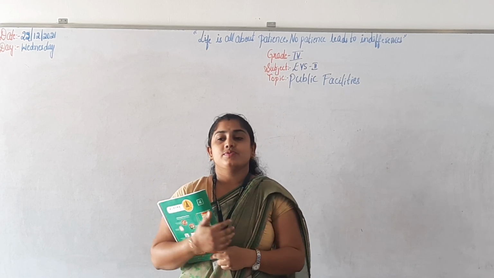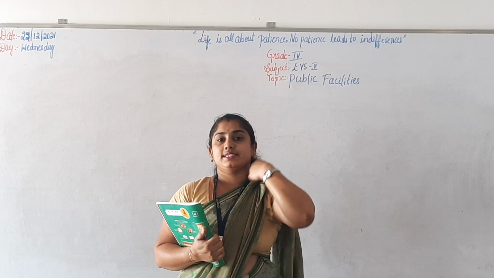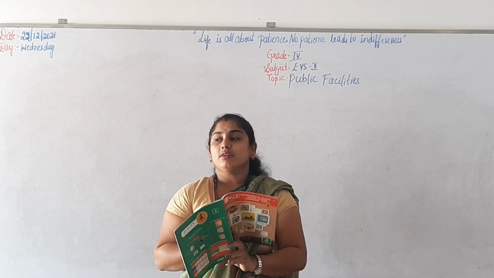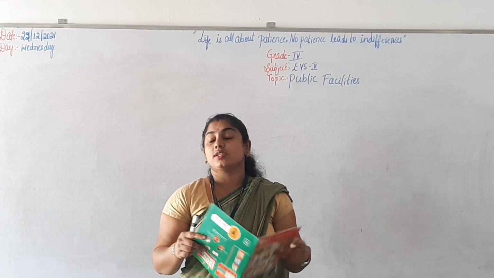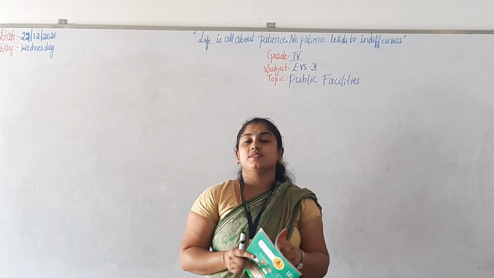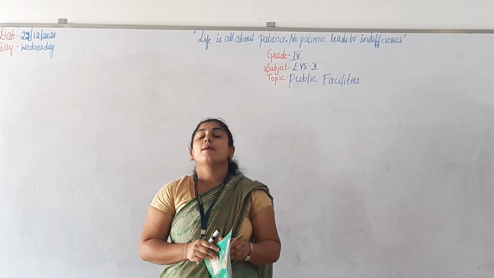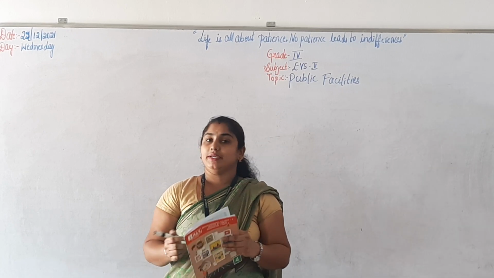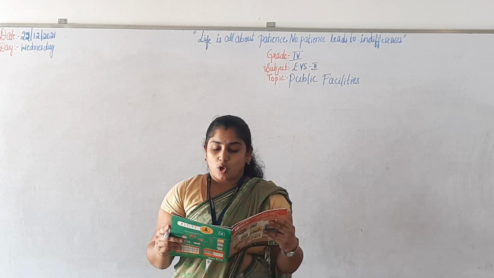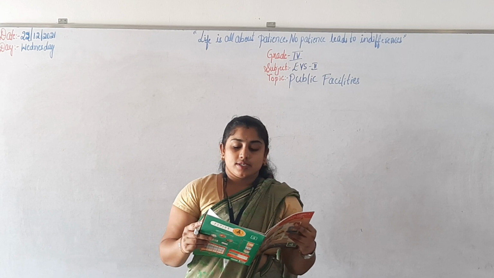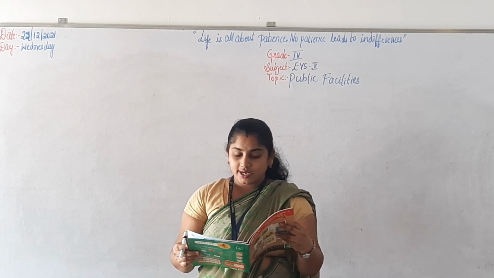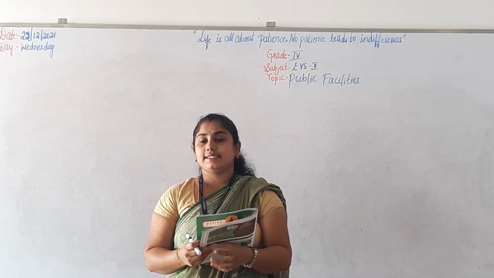Public facilities. In the last class, we learned about public facilities. What are public facilities? We learned about public facilities and also public property. The public facility is the facility which is given by the government to the common people, the public. Is it right? Next, public places meant for the benefit and use of the public are called what? Public property. Is it right?